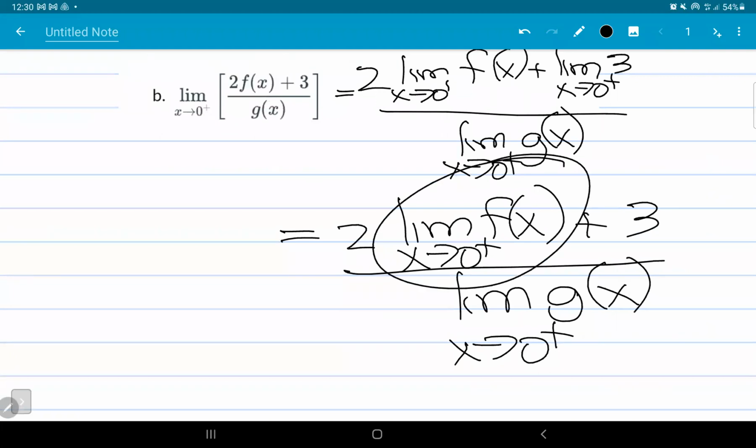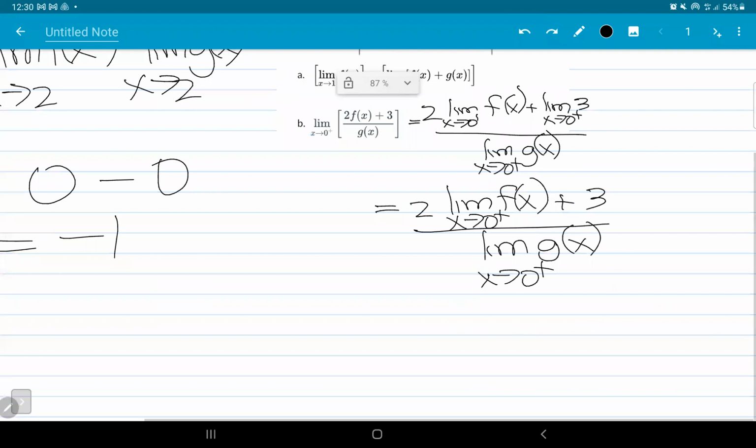And then you look at the graph for these values. Any questions so far?